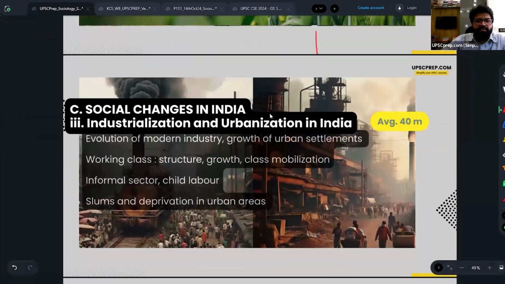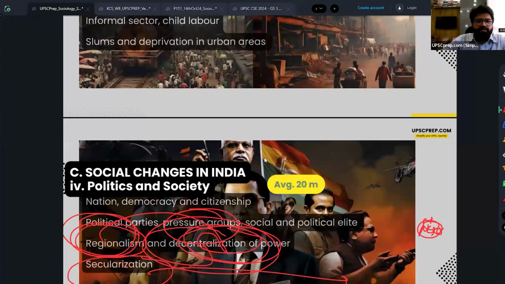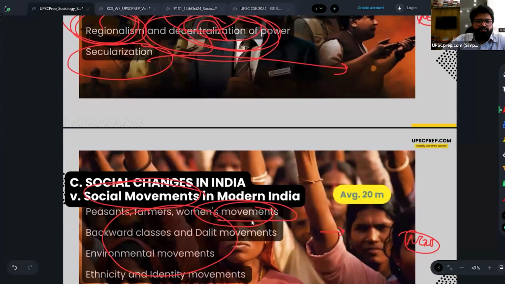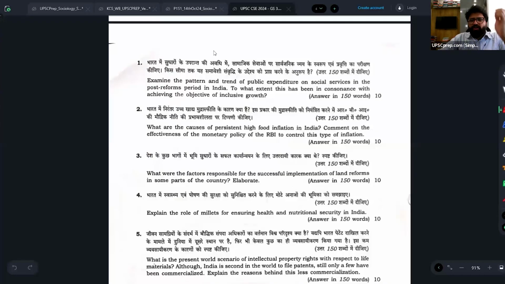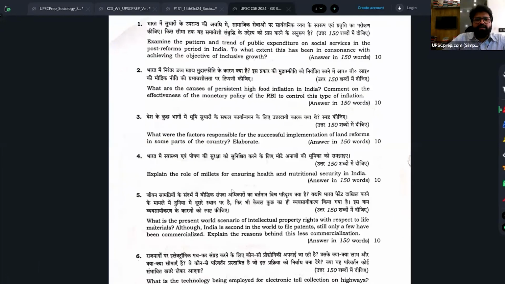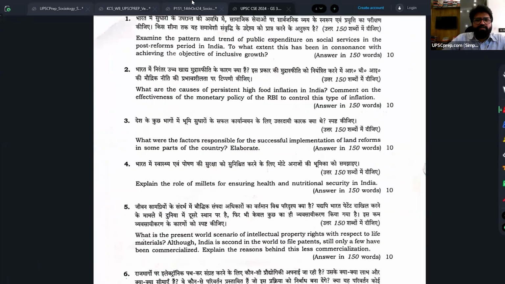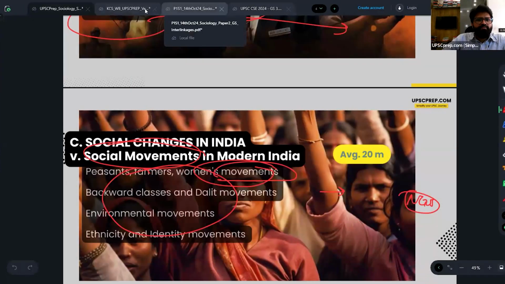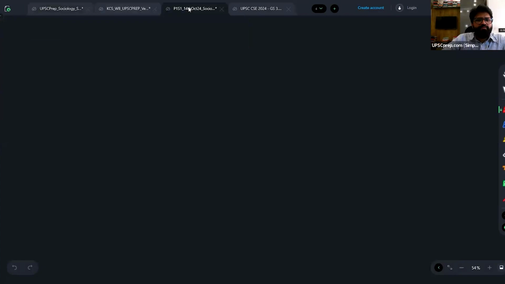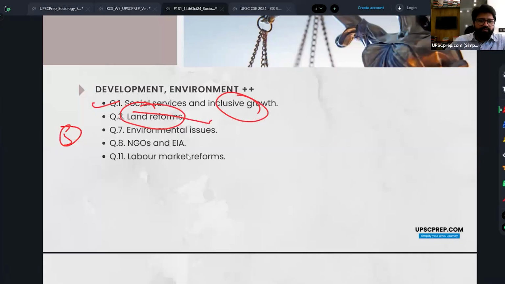Okay, then the next question, land reforms. Okay, we'll take up questions after 15 minutes. I understand a lot of pressing questions are there. Okay, the next question is land reforms. There was a question on land reforms, question number 3. Let's look at question number 3.